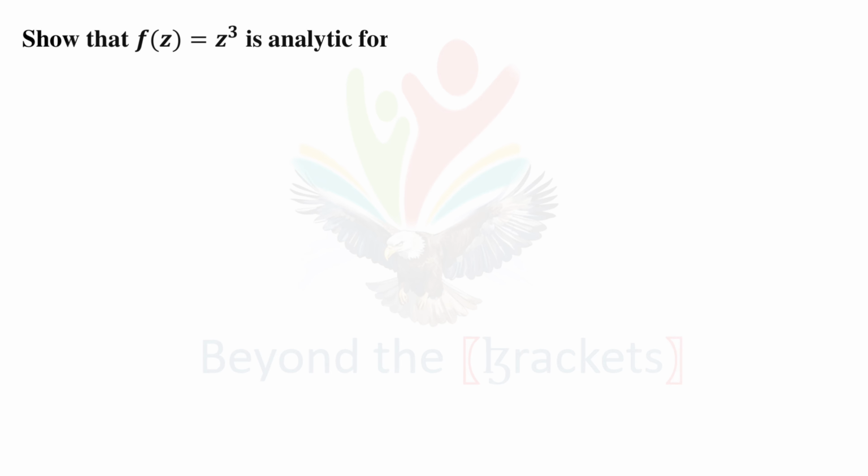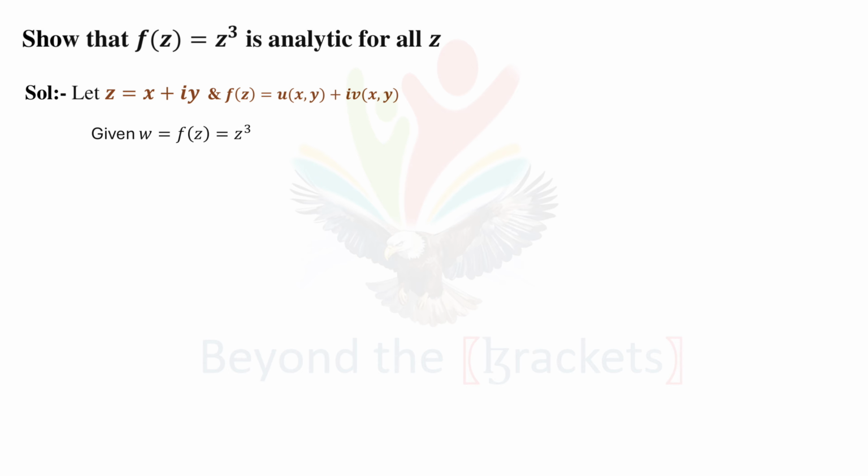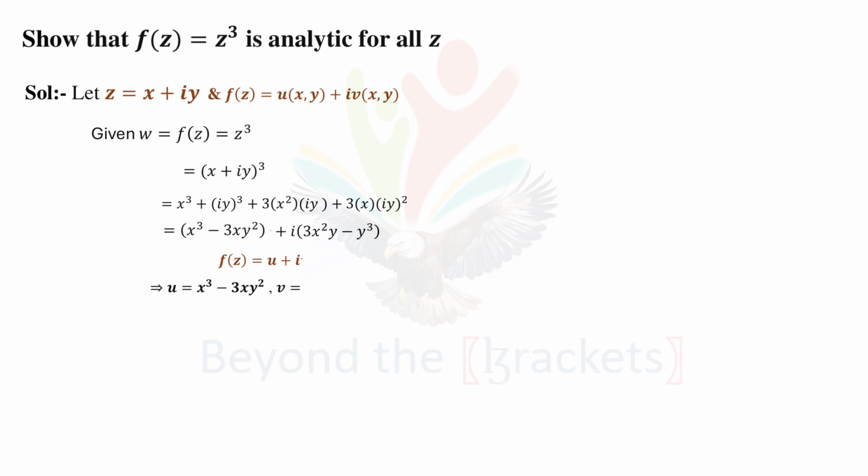The first question is: show that f(z) = z^3 is analytic for all z. To proceed with the solution, consider z and f(z), where f(z) is given as z^3. Substitute the value of z as x + iy. We obtain (x + iy)^3. This can be expanded using the formula (a + b)^3. So we get x^3 + (iy)^3 + 3x^2(iy) + 3x(iy)^2. Separating the real part from the imaginary part, we get x^3 - 3xy^2 as the real part and 3x^2y - y^3 as the imaginary part, where u is taken as the real part and v is taken as the imaginary part.